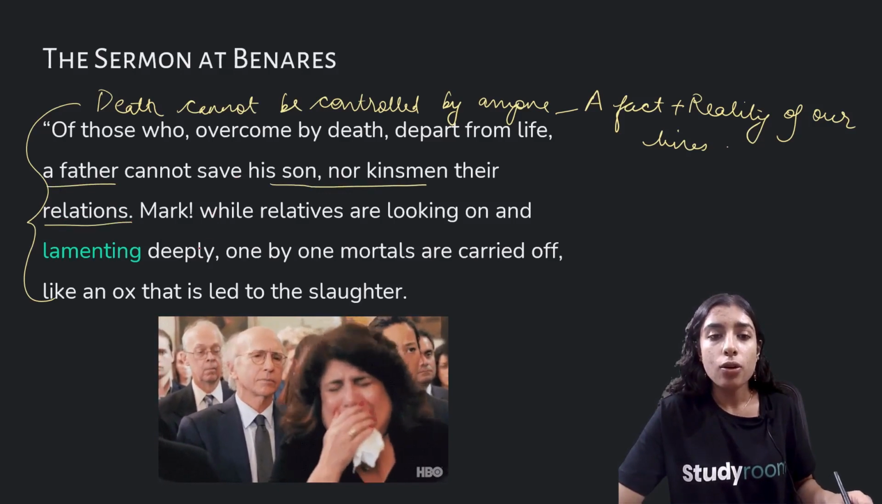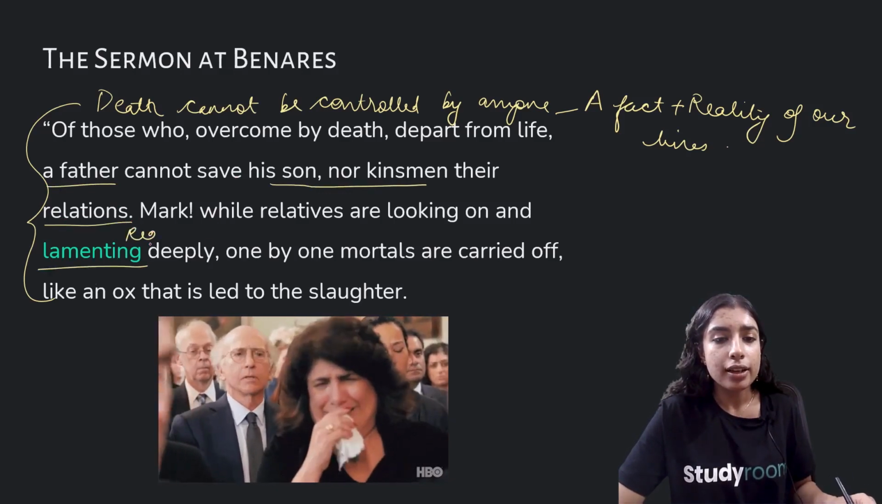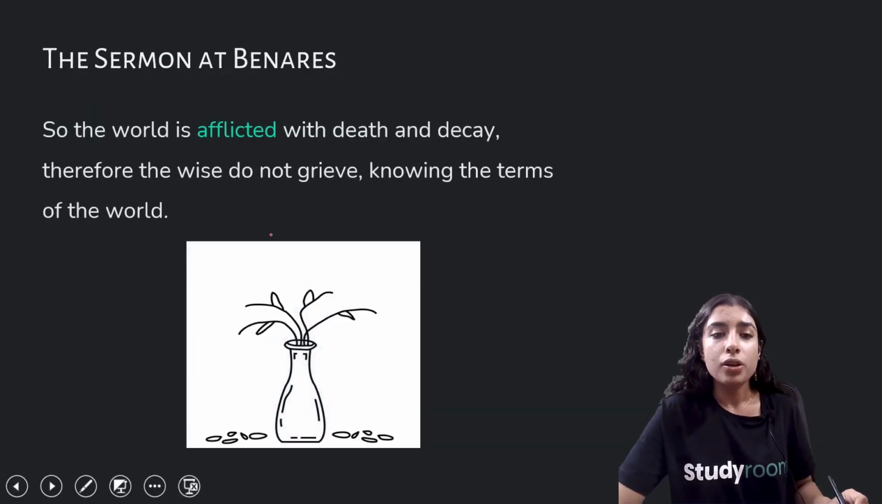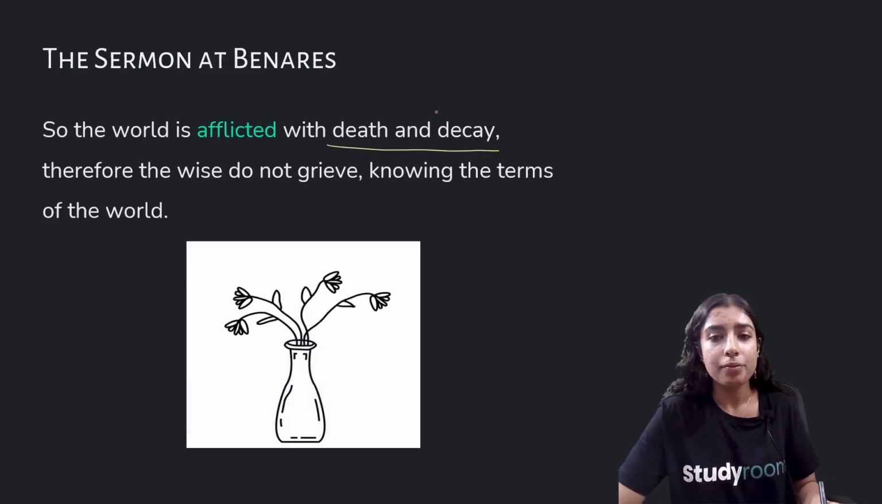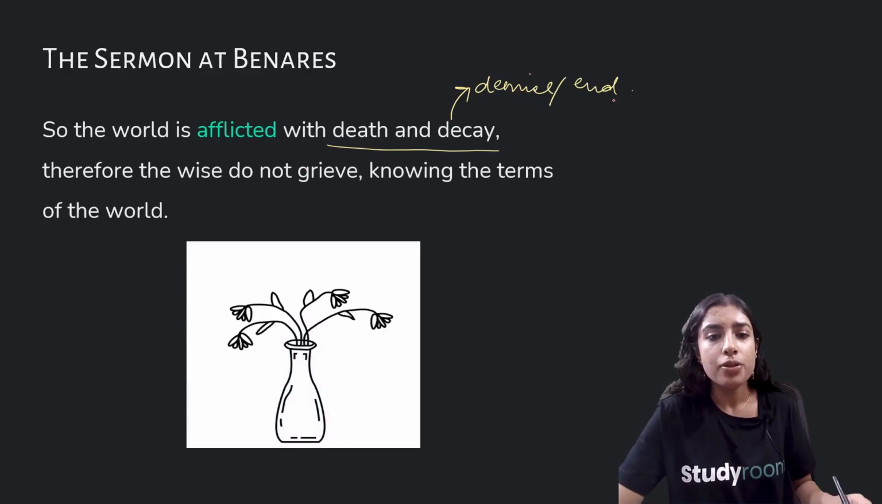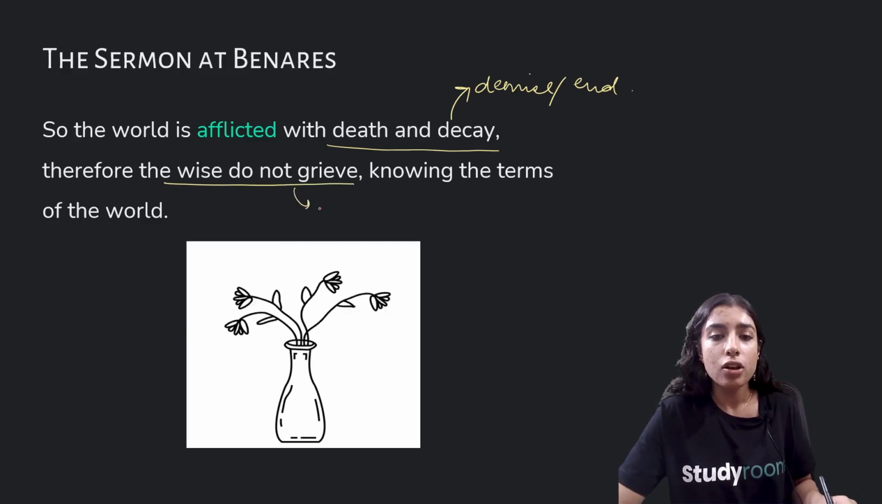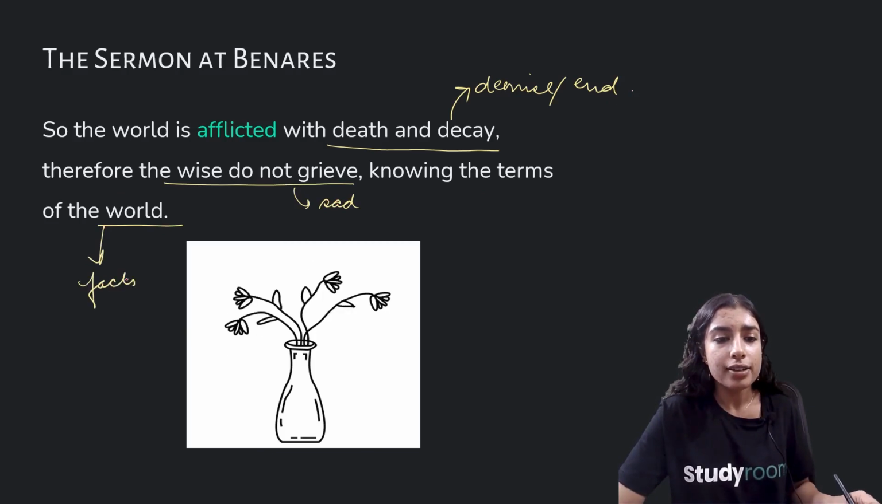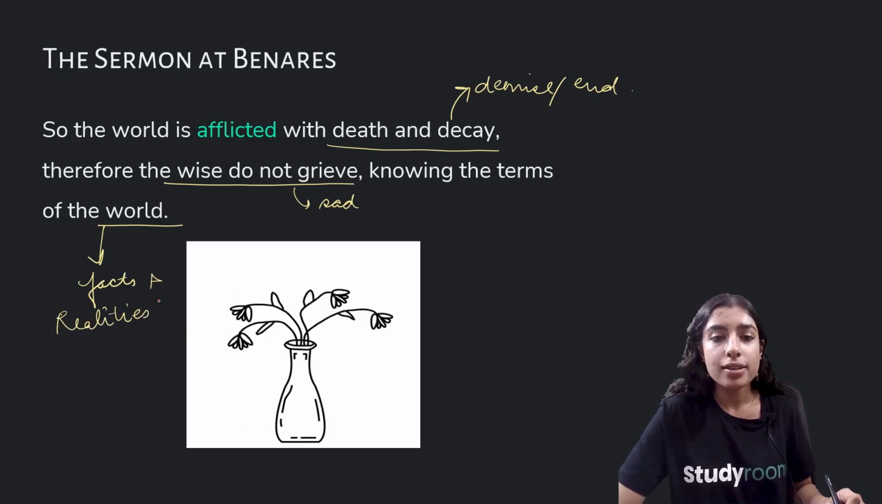So, there is always a form of lament, that is, regret and sorrow about losing one's loved ones after their death. So, the world is afflicted with death and decay. Decay means a certain form of demise and end. Therefore, the wise are the people who do not grieve or become sad, knowing the terms of the world. That is, there are certain facts and realities of our world and of our lives as humans. We must be wise and not grieve or become sad and sorrowed by these facts of life. Facts like death and decay.